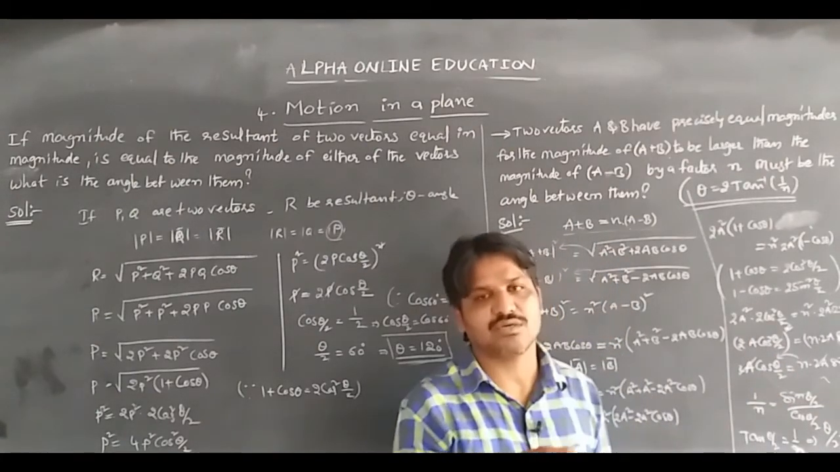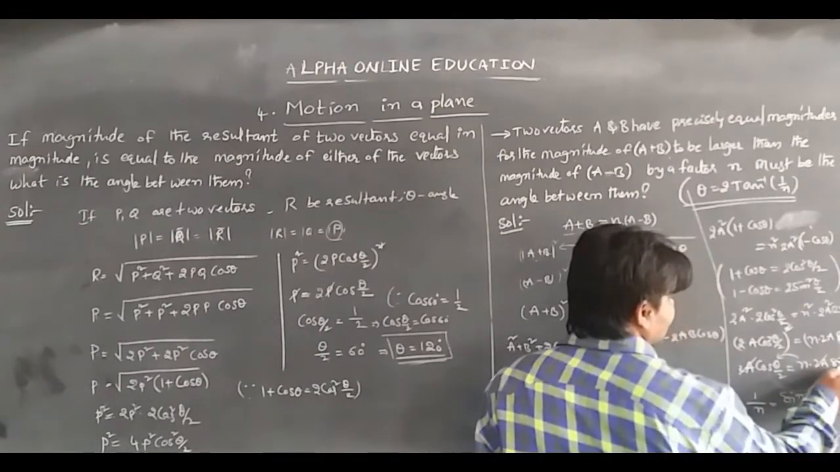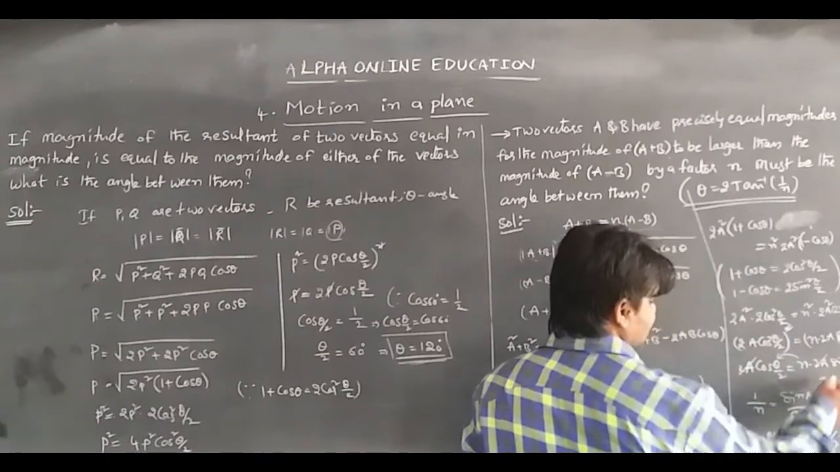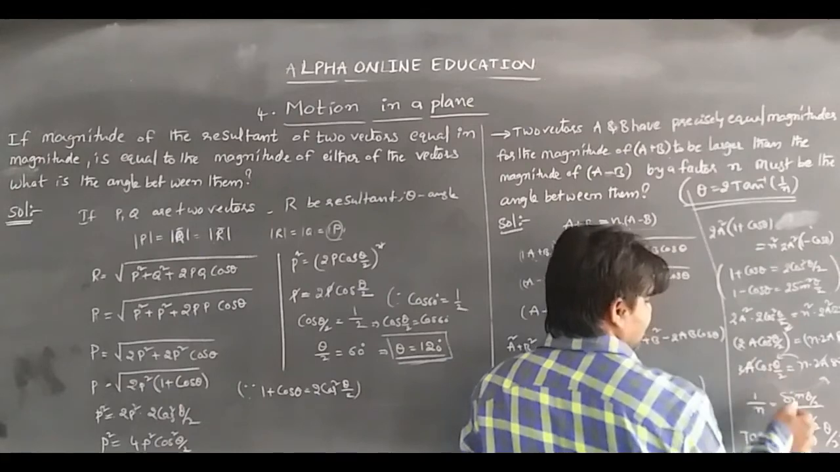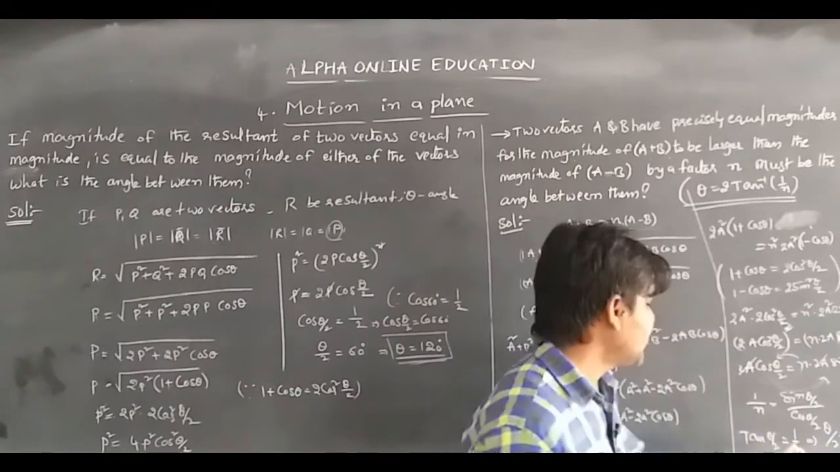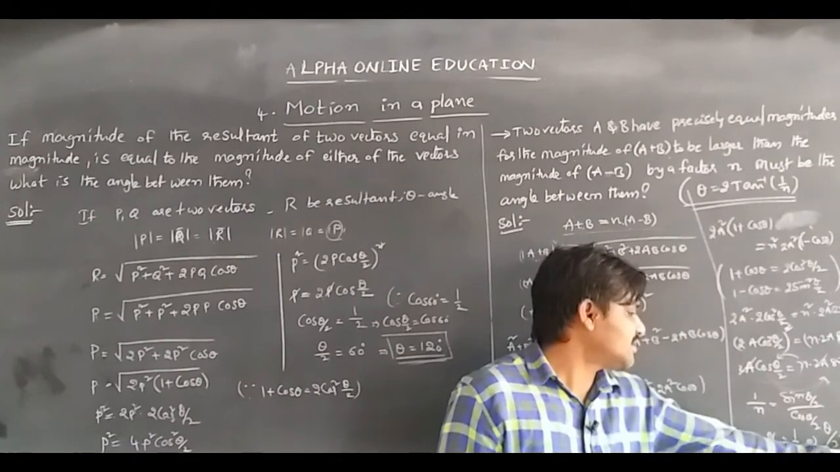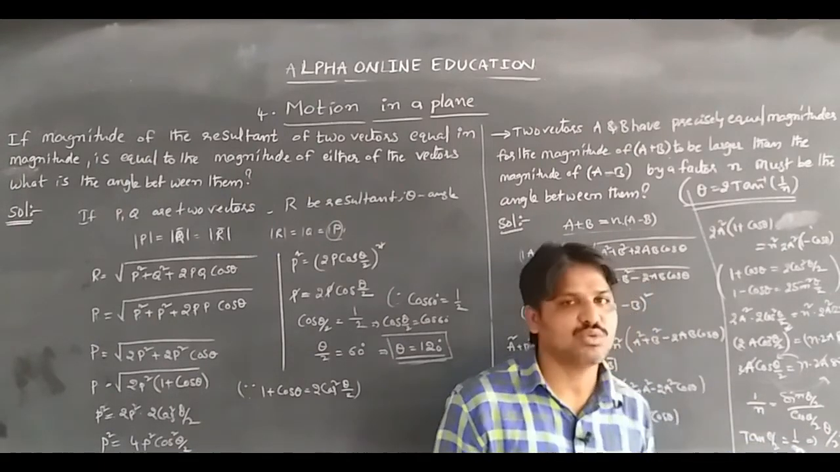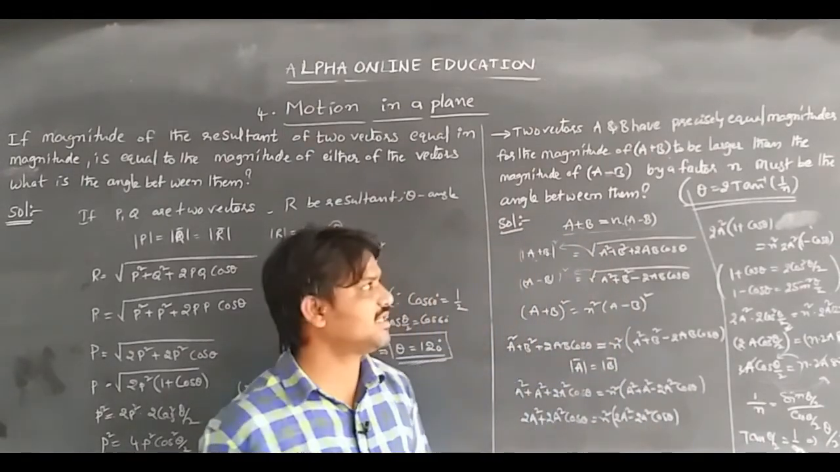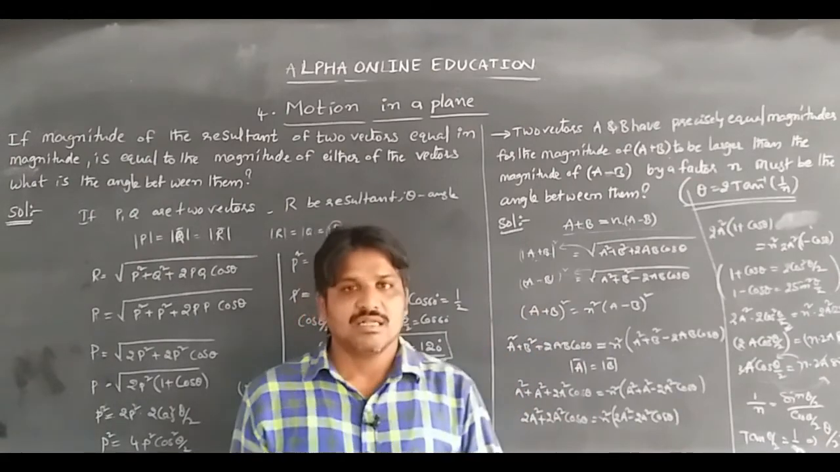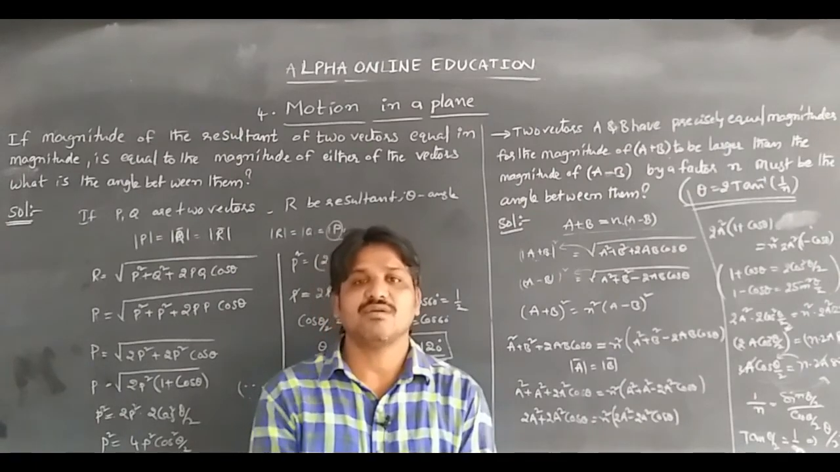When cos theta/2 is taken to the other side, it becomes the denominator for sin theta/2, and sin theta/2 by cos theta/2 is tan theta/2. When n is taken to the other side, it becomes 1/n. So tan theta/2 is equal to 1/n, which gives theta equal to 2 tan inverse of 1/n. That is the angle between a plus b and a minus b whenever a plus b is larger than a minus b by the factor of n.